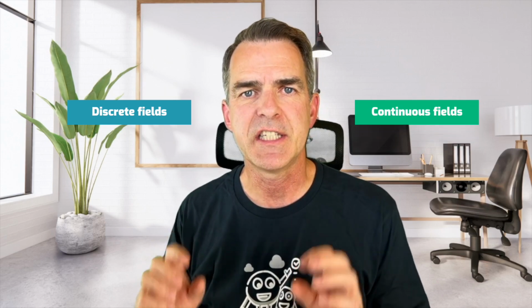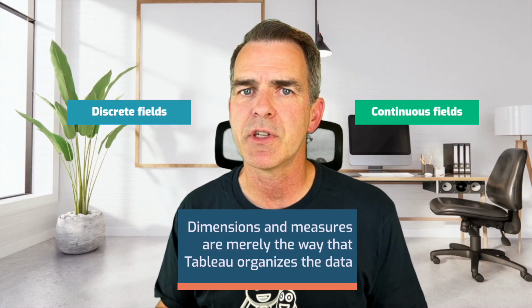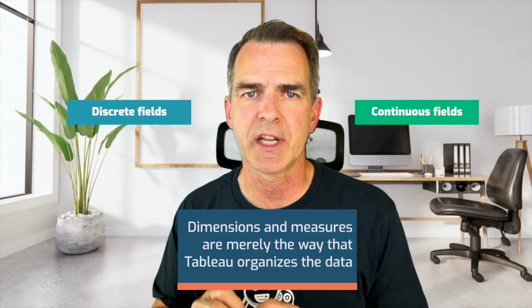When I first started using Tableau, I assumed blue meant dimensions and green meant measures. But that's not the case. It took me a couple of years to get my head around this most fundamental concept in Tableau. What blue fields really are is discrete fields. Green fields are continuous fields. Dimensions and measures are merely the way that Tableau organizes the data.